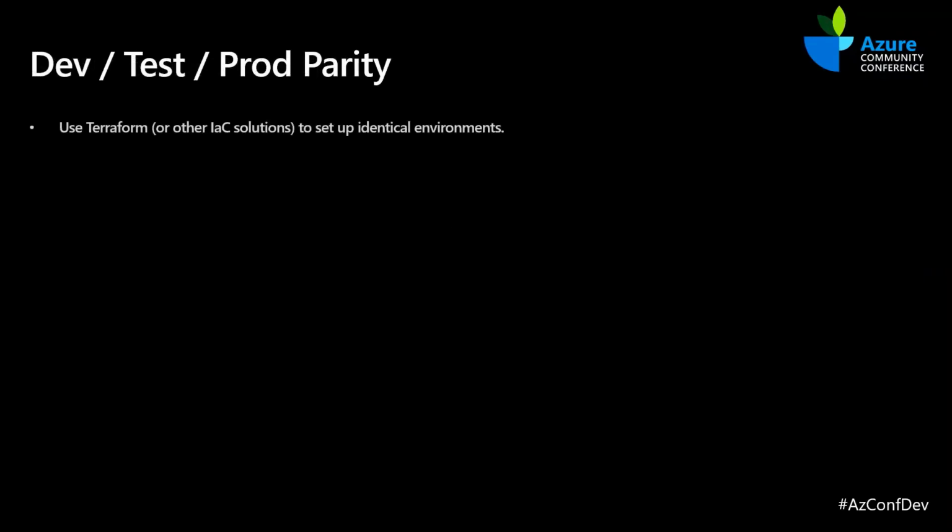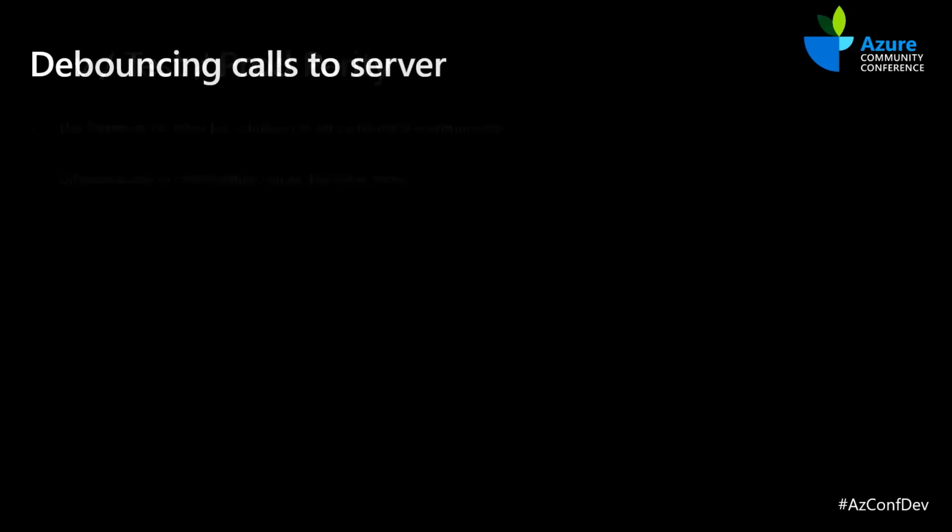Try to ensure dev, test, prod parity. So we use Terraform or Pulumi, or you can choose any other infrastructure as code solution, to set up identical environments. They should differ only in the Key Vault, in the app configuration values. So in the dev environment, you should be able to connect to the dev database. In prod, you should be able to connect to the prod database, and so on and so forth. So as far as the Azure Key Vault is concerned, the key names will be the same, the values will be different.